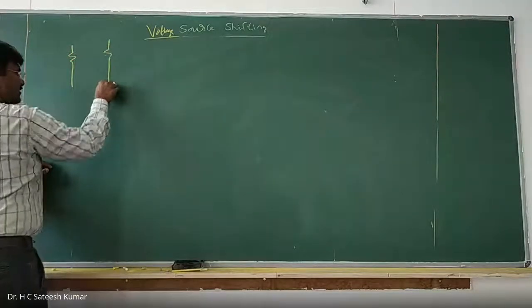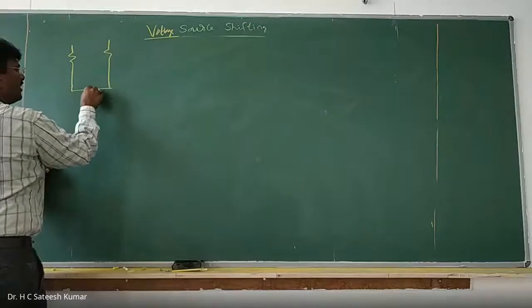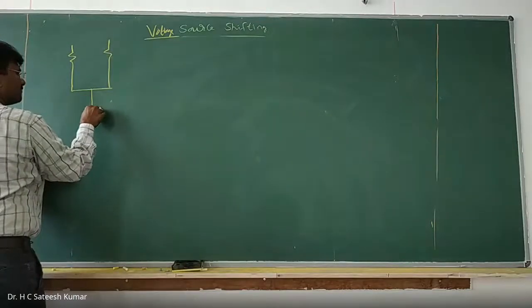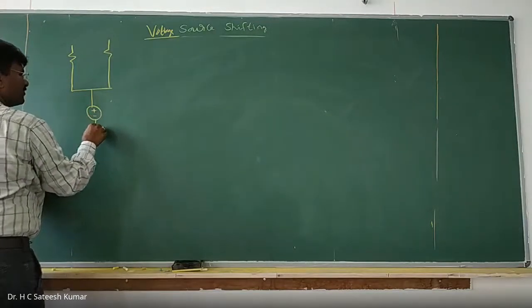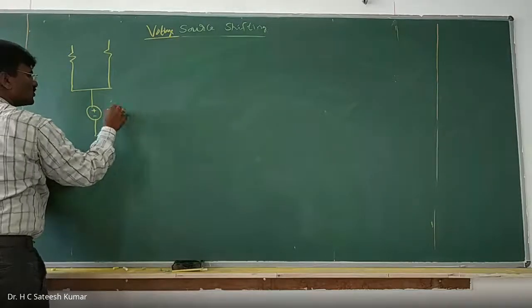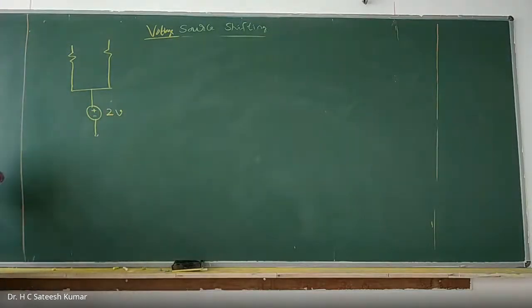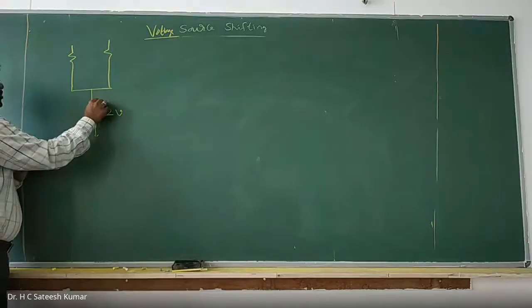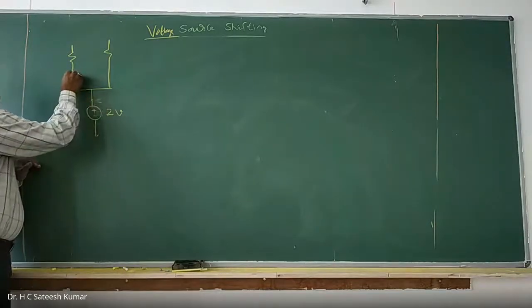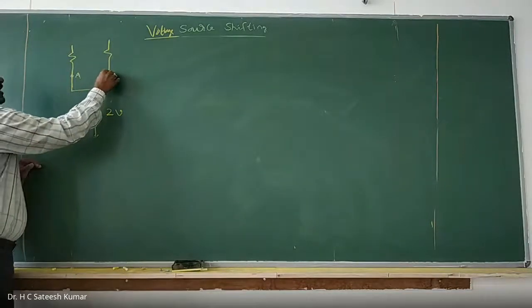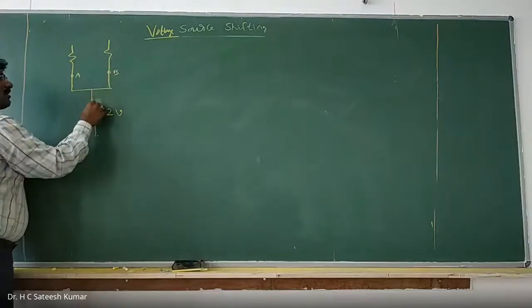Let us say there is a resistance, something like this, and there is a voltage source. Let us say this value is 2 volts. What is the voltage at this point? 2 volts. This point I'll call point A. This point is called B. Call this point C.